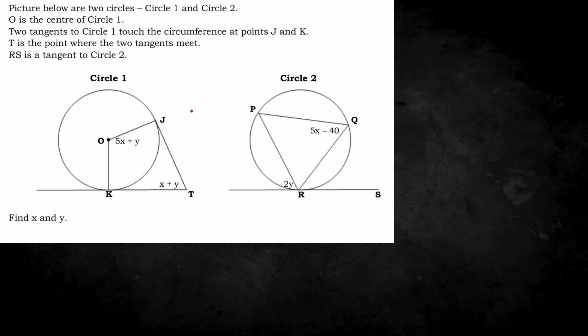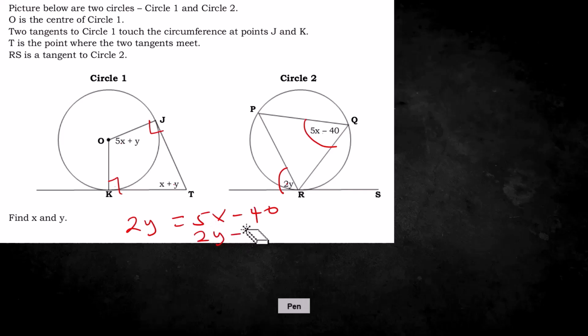Now the picture below shows two circles, circle 1 and 2. O is the center of circle 1. All right. Now, if this one is a tangent, we have this side as 90 and this side as 90. So this plus this plus this plus this will give us 360. And this is the alternate segment, so this side equals that. The question is asking for x plus y. So from here we can say 2y is the same as 5x minus 40. Therefore, 2y minus 5x is the same as minus 40. Let's call this equation 1.